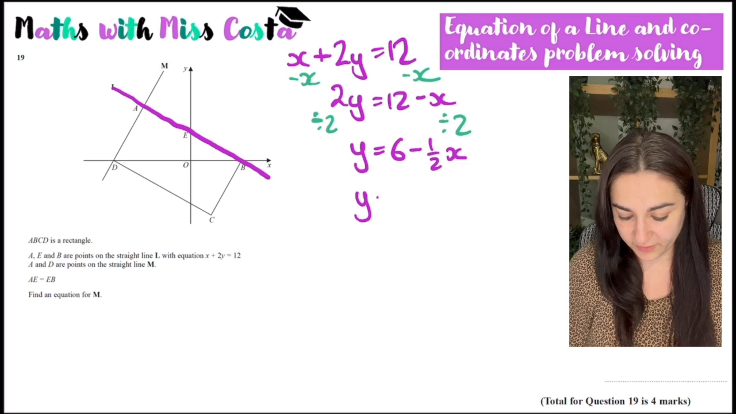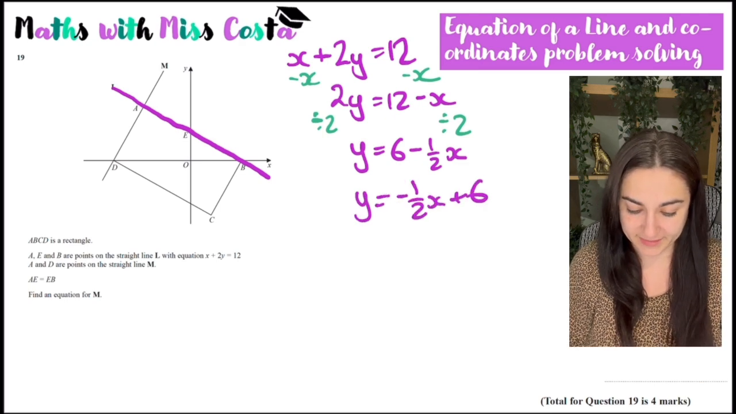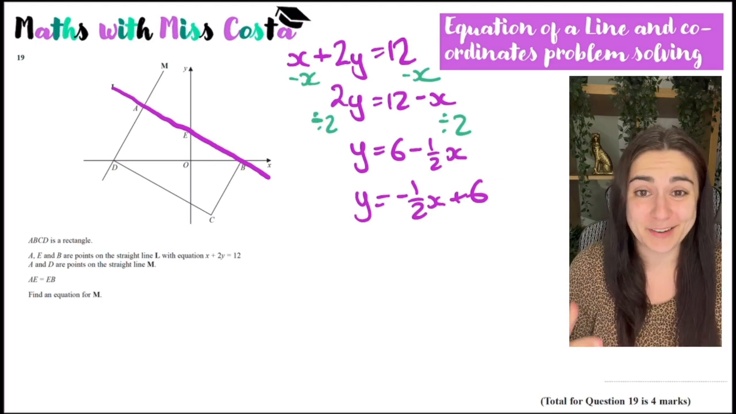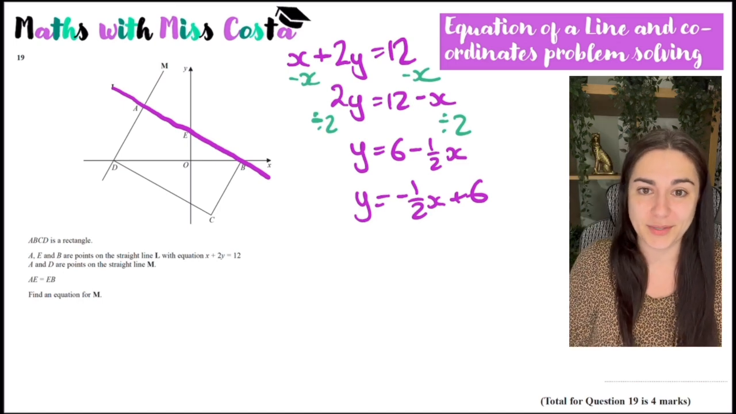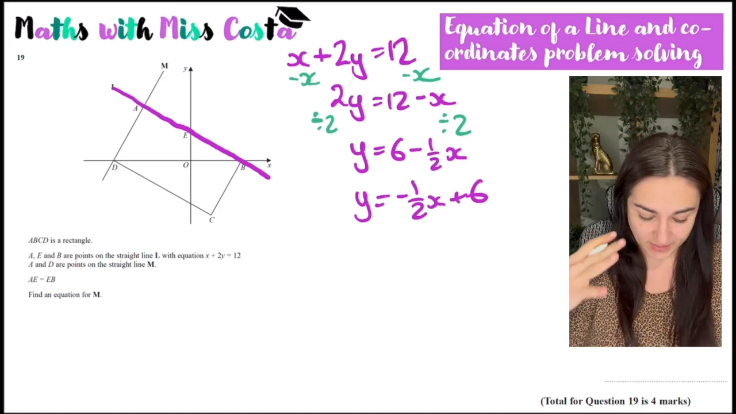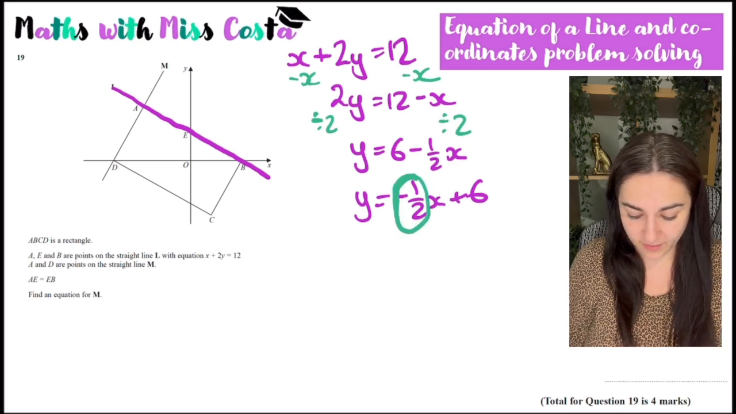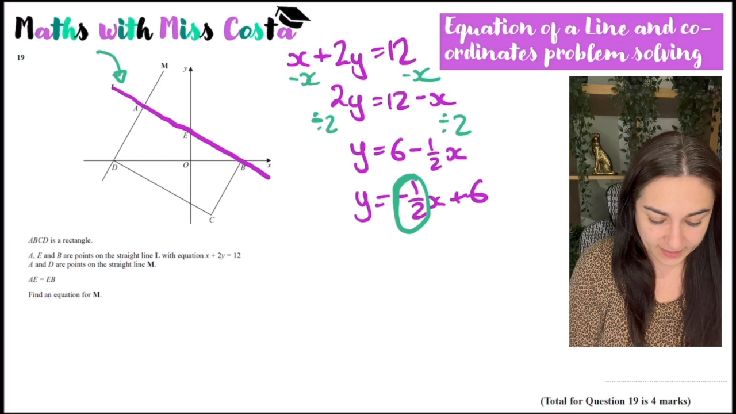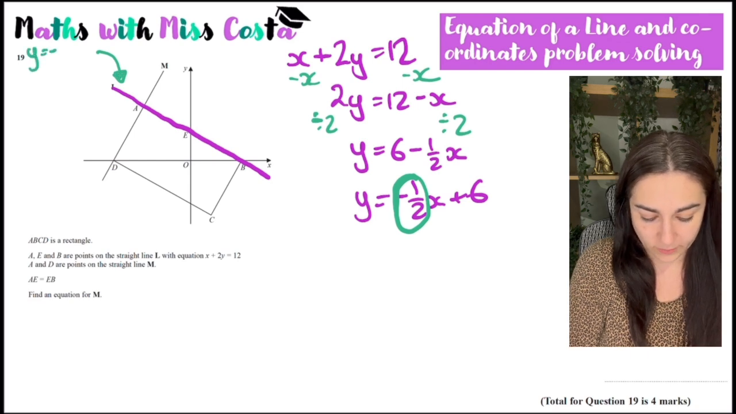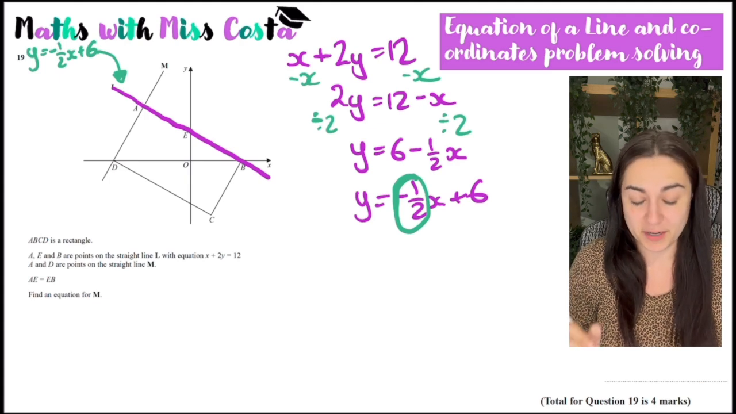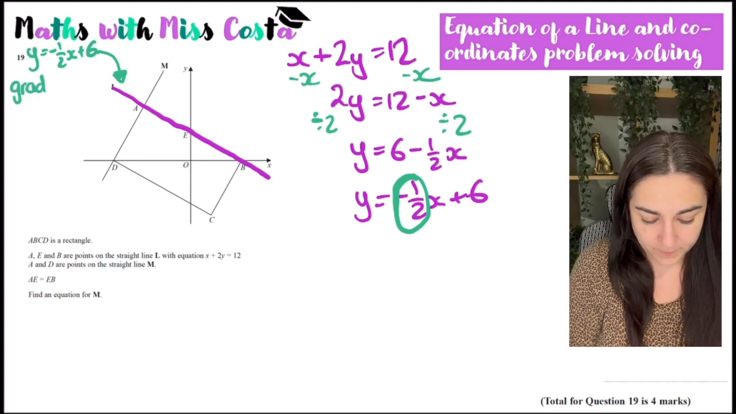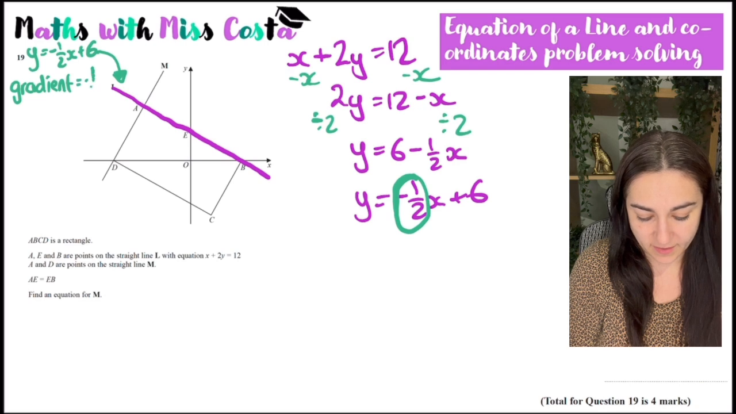I could rearrange that to be y equals minus a half x plus 6, but it doesn't really matter. What I'm looking for is the gradient. Generally you're going to be given 2 lines, and one of them you use to work out the gradient. So I know that the gradient of line L is minus a half. I could just write the whole equation here, y equals minus a half x plus 6. So I know some information, and the gradient is minus a half.